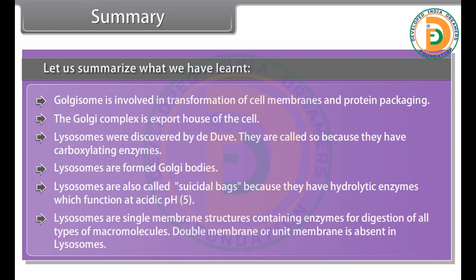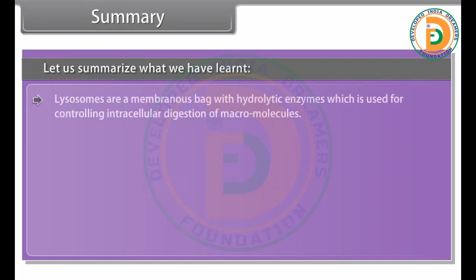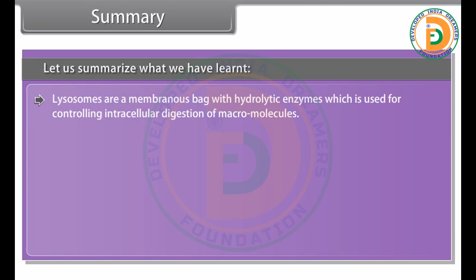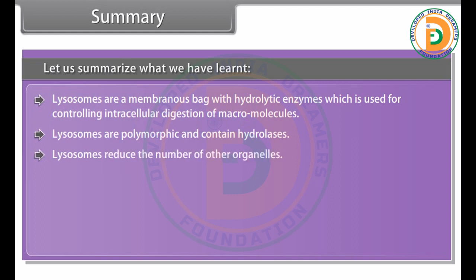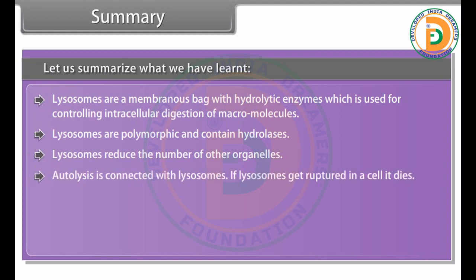Double membrane or unit membrane is absent in lysosomes. Lysosomes are membranous bag with hydrolytic enzymes which is used for controlling intracellular digestion of macromolecules. Lysosomes are polymorphic and contain hydrolases. Lysosomes reduce the number of other organelles. Autolysis is connected with lysosomes.